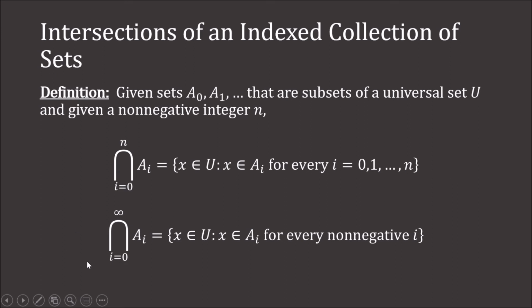Now the infinite case. The intersection from i equals 0 to infinity of a sub i is equal to the set of x in U such that x is in a sub i for every non-negative i. So what this says is that our infinite intersection is the set of all elements in our universe that appear in every one of the infinite number of sets.